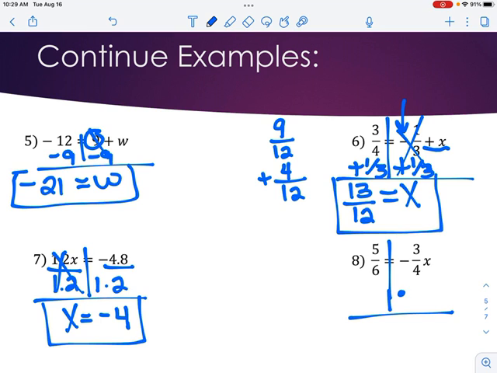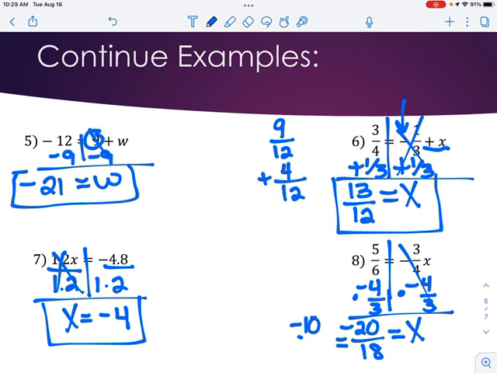So what I'm going to do is save myself a little step, and I'm just going to multiply by negative 4/3 right away. That's going to get me x. And then over here, remember, we multiply numerator, so that would be a negative 20. And we multiply denominator to denominator, that would be 18. But this one can be simplified. Both of those can be divided by 2, which would get me negative 10/9 as your final answer.